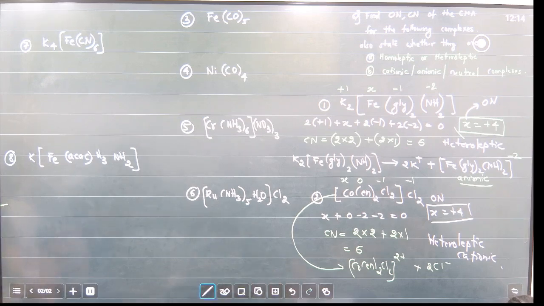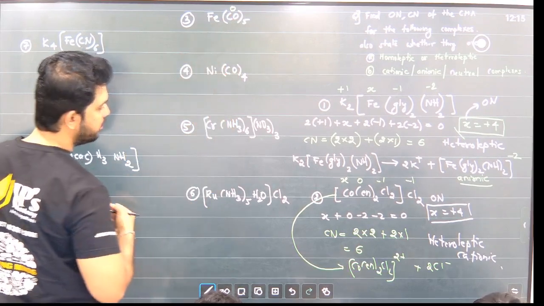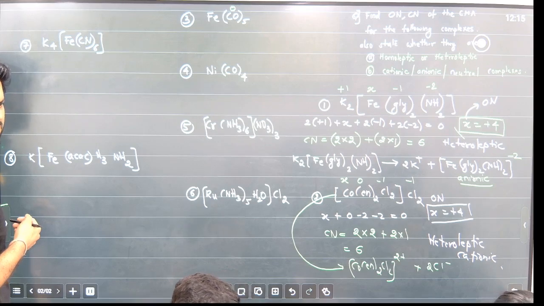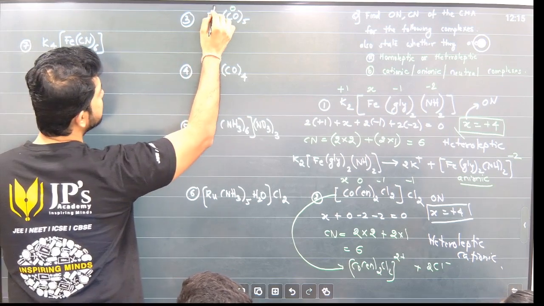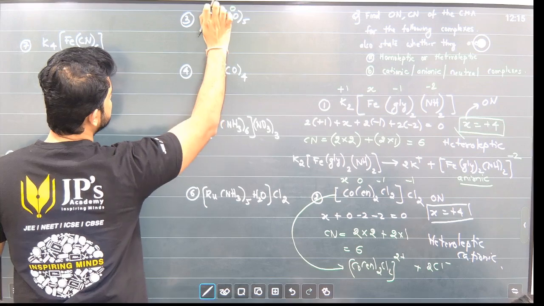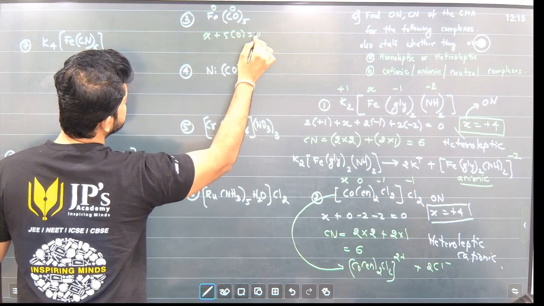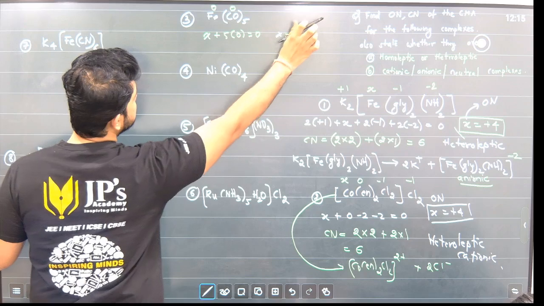Oxidation number please. What is CO? Which CO ligand is it? Carbonyl. What's the charge on carbonyl? This is 0. What will the charge on Fe be? This is X, right? X plus 5 into 0 is 0. X is how much? 0.